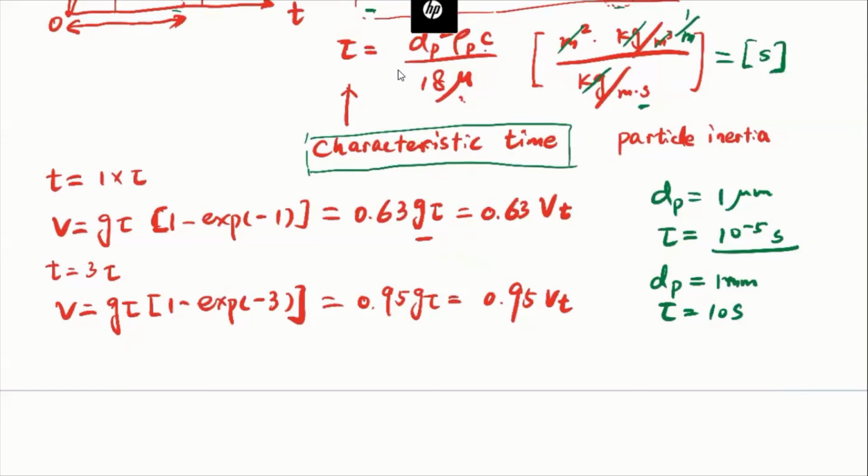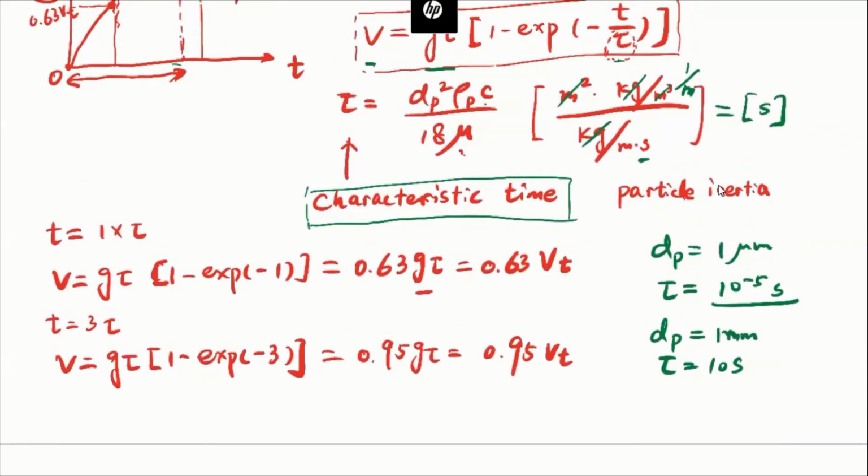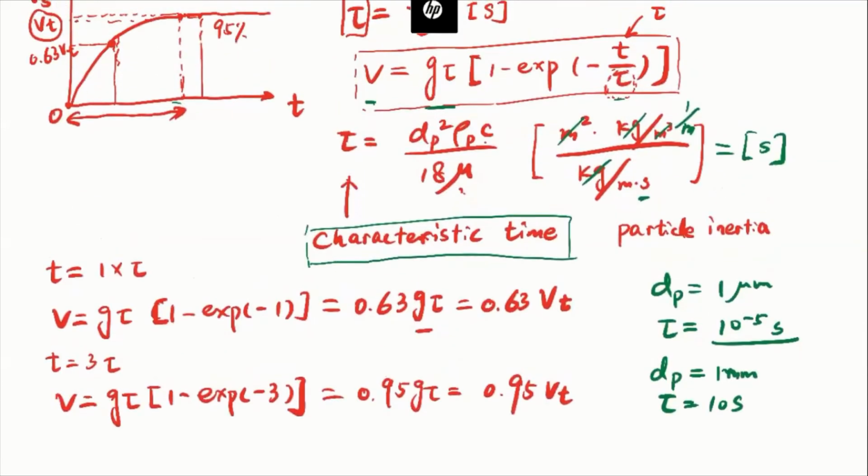Which means that if we release that sand particle there, then it's going to take 10 seconds for it to reach the steady state or the terminal velocity. So you can really see that particles with different sizes affect how fast it reaches the steady state.